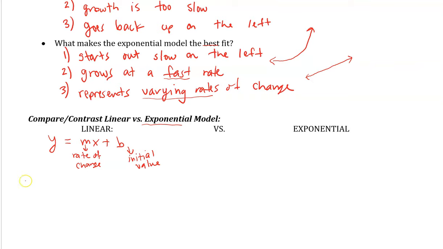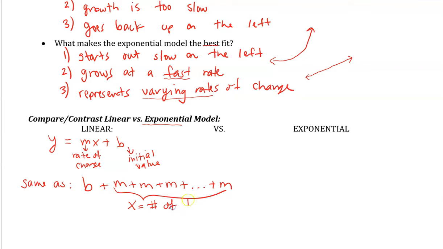And if you think about it, this is really saying the same thing as this. You start with b. When x is 0, when there's no x, y is b. And then when x is 1, you would have 1m. So if x is 1, it'd be 1m plus b. And then if x is 2, there would be 2m's, b plus 2m. And then if x was 3, there would be 3m's, and so on. And x would represent the number of times you add m to b.